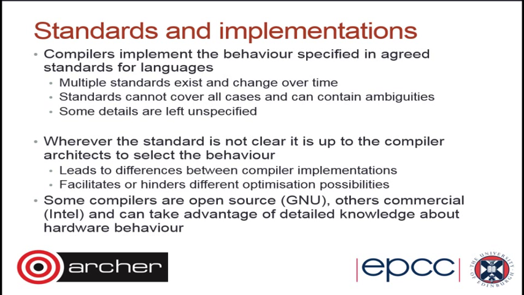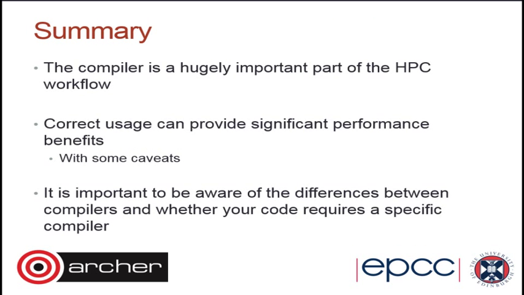Also, the optimization that you'll get, as briefly mentioned, from one compiler to the next can be quite different. So in terms of these different options you have available, it's really worth playing with them. Also with this question of correctness, because as I say, your results from different compilers will vary. So that's all I really wanted to talk about in terms of compilers. To summarise, it's a hugely important part of our HPC workflow, because it produces the executable, which is what we actually want to run. Using it correctly can give us significant performance gains. But we do have to be aware of some of the pitfalls in terms of correctness.